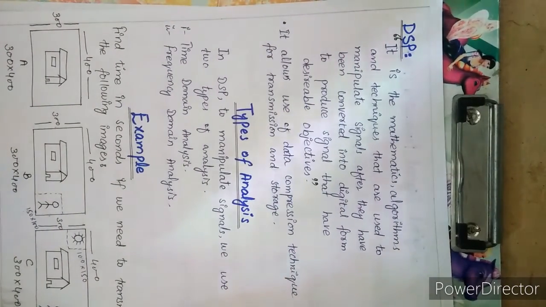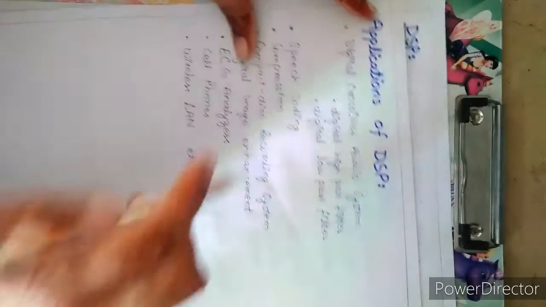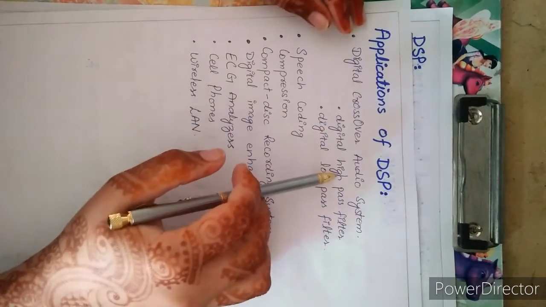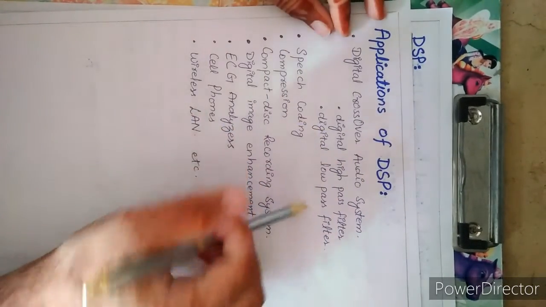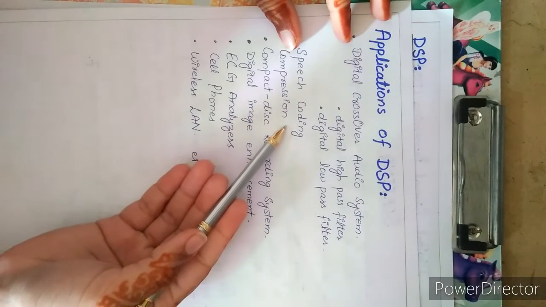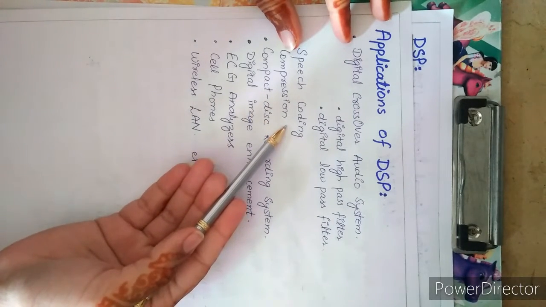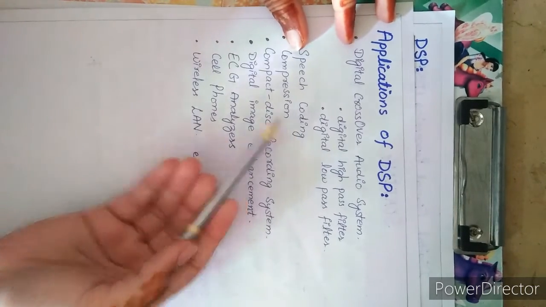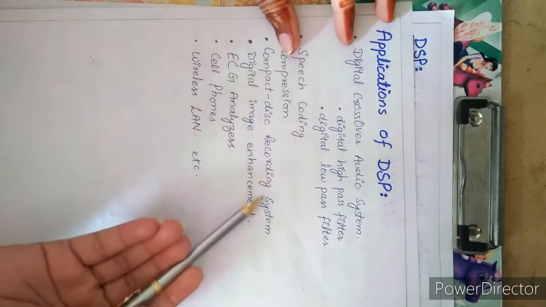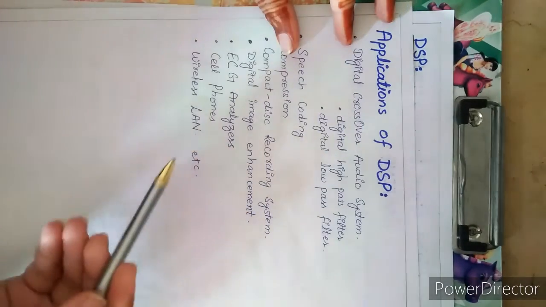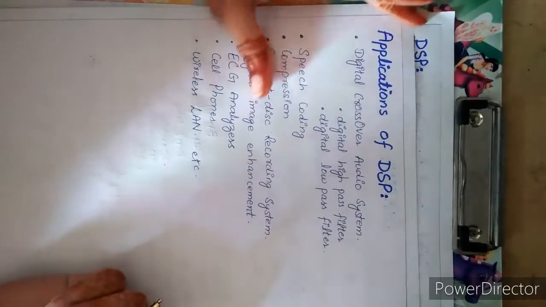Before going to the example, we will see some applications of DSP, which are: digital crossover audio systems, which consist of digital high pass filters and digital low pass filters; speech coding and compression, where we use compression techniques to transmit and store our data in minimum time; compact disc recording systems, digital image enhancement, ECG analyzers, cell phones, wireless LAN and so on.